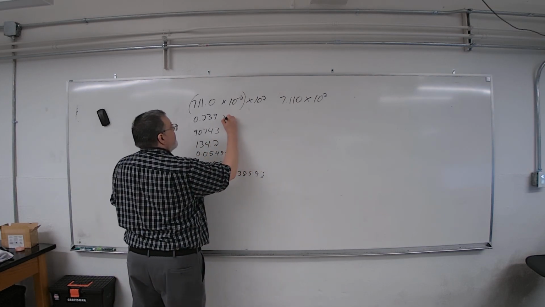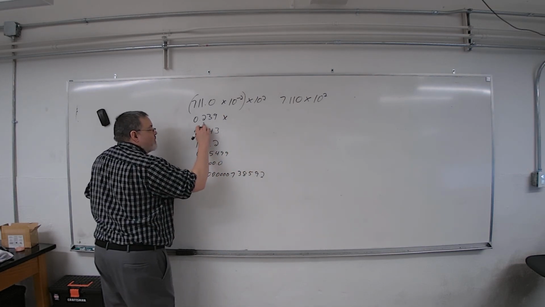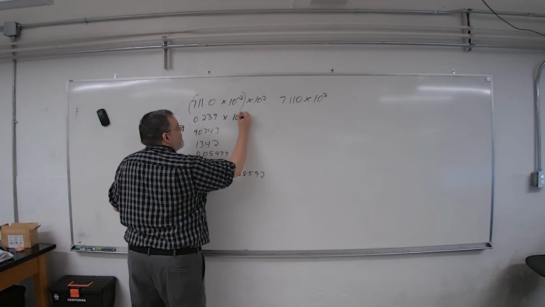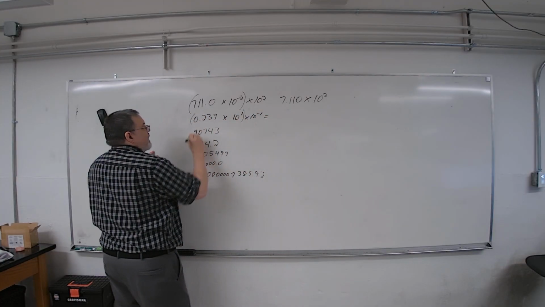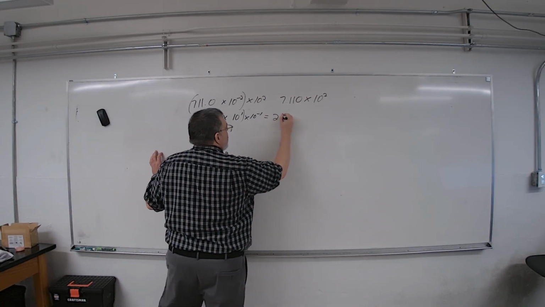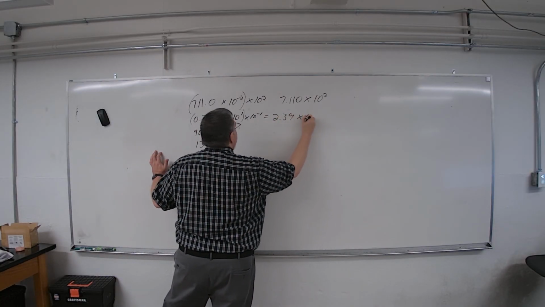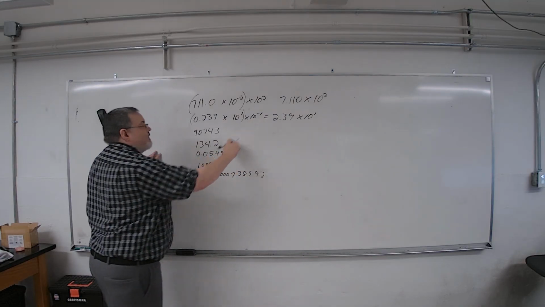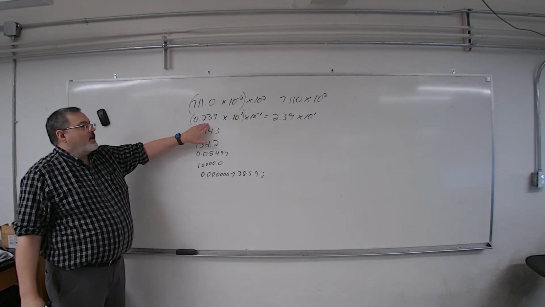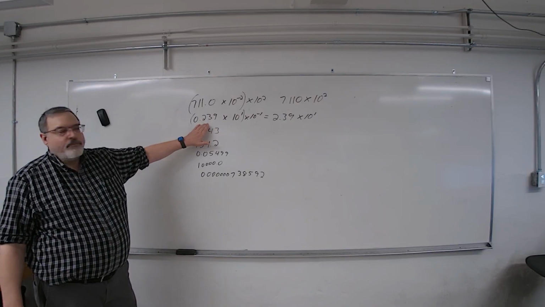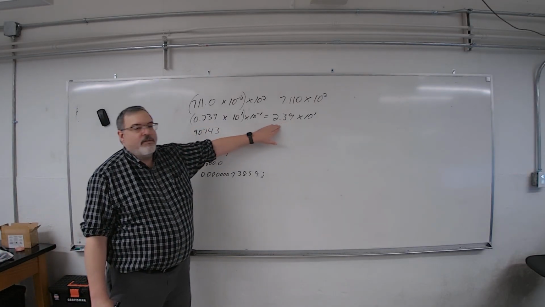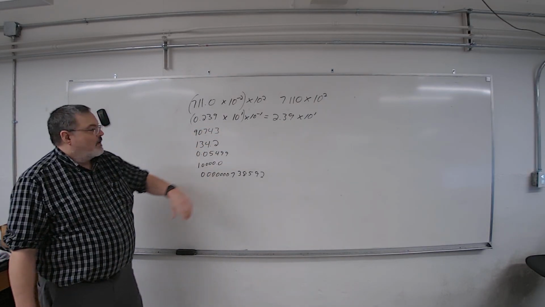This one, I need to move the decimal 1 place forward. 10 to the 1 times 10 to the negative 1. I do that math, I get 2.39 times 10 to the 1. I should have pointed here and said, how many significant figures? 3. That means there's literally going to be 3 digits right here.